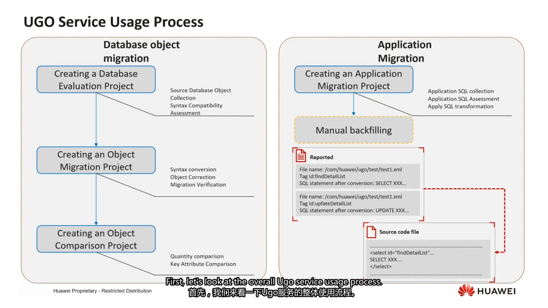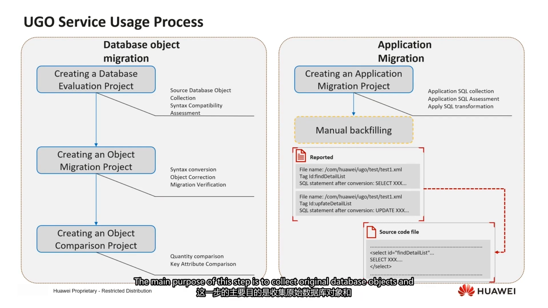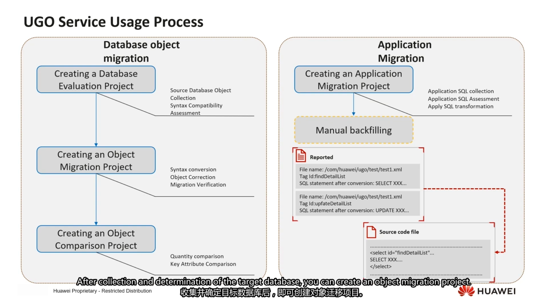First, let's look at the overall UGO service usage process. The overall process consists of two end-to-end processes. The first step is to migrate database objects. You need to create a database evaluation project. The main purpose of this step is to collect original database objects and perform evaluation of compatibility between databases based on the collected objects. After collection and determination of the target database, you can create an object migration project.